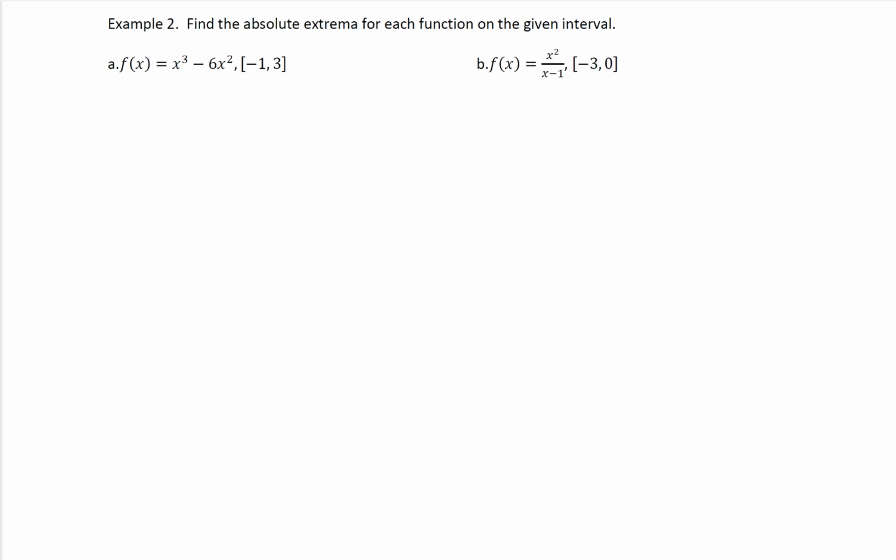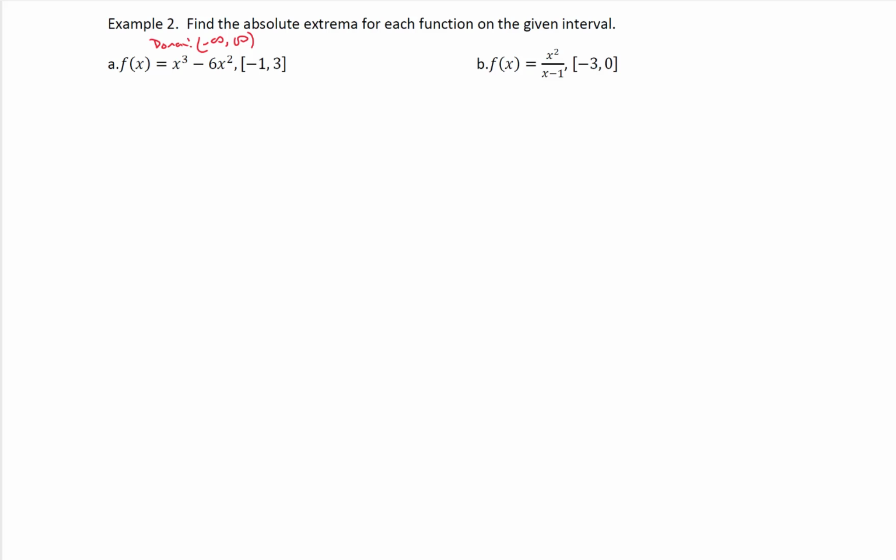Alright, so now let's practice finding absolute extrema for a function on an interval. So f of x equals x cubed minus 6x squared, and we're looking at it on the closed interval -1 to 3. Keep in mind, in general, the domain of this function would be -infinity to infinity. It's continuous everywhere because it's a polynomial, so it's definitely continuous on -1 to 3.